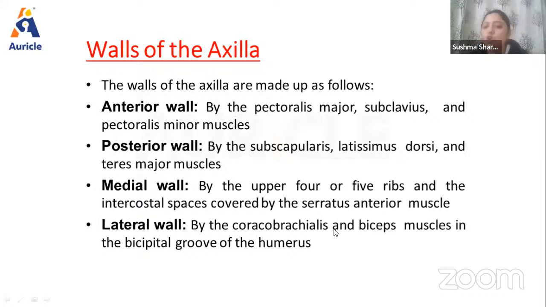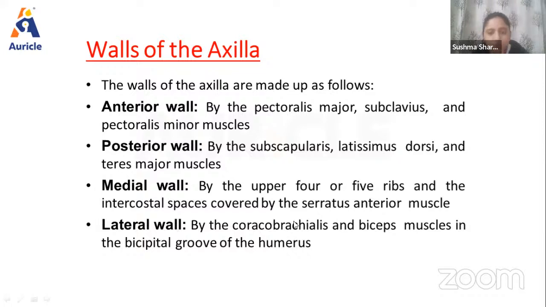And medially, obviously, anything and everything in the axilla which is medial has to be related to the ribs. If you look at the armpit, anything that is medial to it is obviously the chest wall, the ribs. So the medial wall is bounded by the 4 or 5 ribs and the intercostal spaces, of course, covered by the serratus anterior muscle. Is there anything to mug up over here? The lateral wall is formed by the coracobrachialis. How do we remember this? Lateral. L is coming in brachialis.